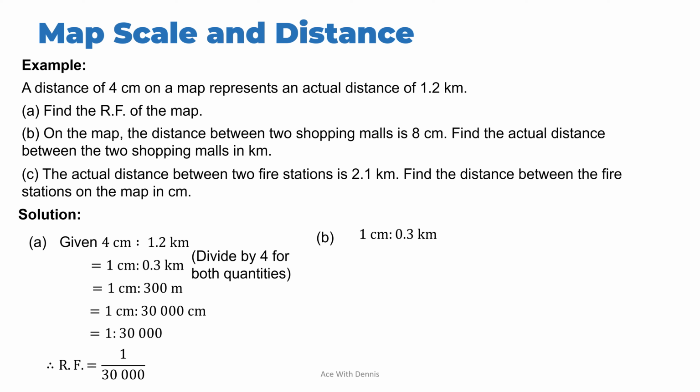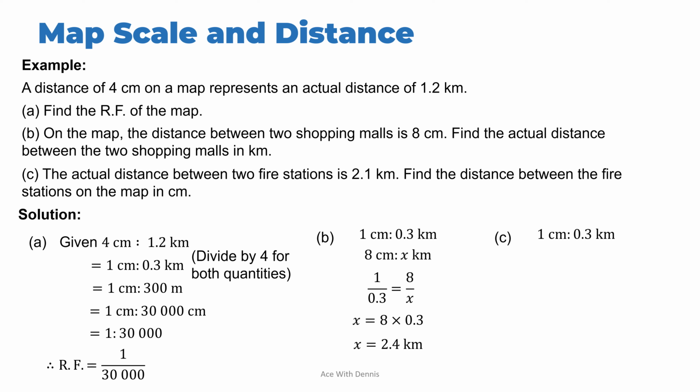B. As we have known that the ratio is 1 centimeter is to 0.3 kilometers, 8 centimeters is to x kilometers. We let x to represent the unknown of the actual distance. From here, 1 over 0.3 equals 8 over x, which means that x equals 8 times 0.3, which is 2.4 kilometers.